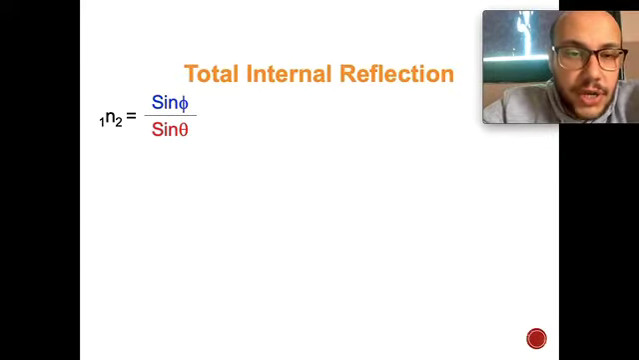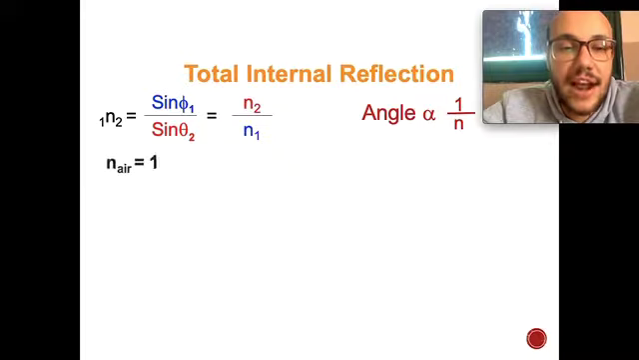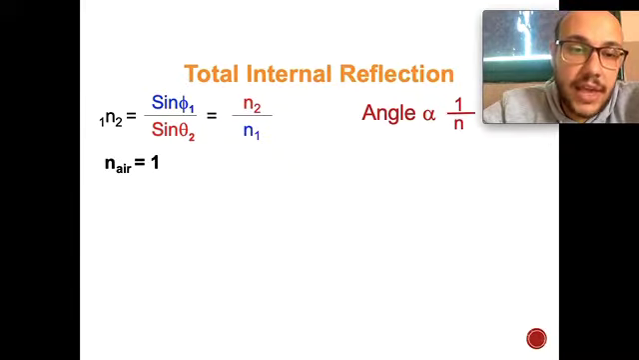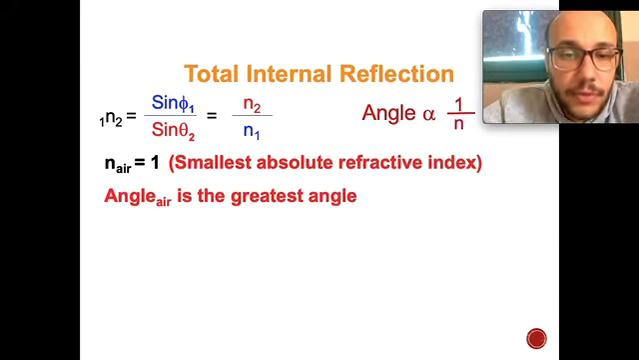n12 equals sine phi over sine theta, which equals n2 over n1, where phi is in the first medium and theta in the second medium, of course. Therefore, the angle is inversely proportional to the refractive index. Thus, we can remember that the refractive index of air, n air, equals 1, which is the smallest absolute refractive index, as mentioned before. Therefore, the angle in the air is the greatest one.